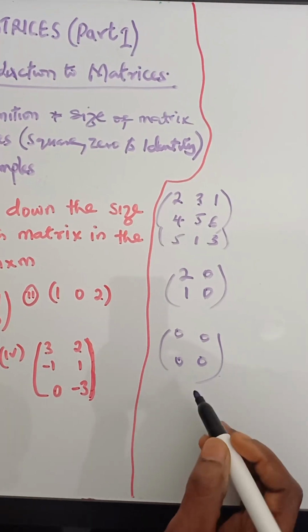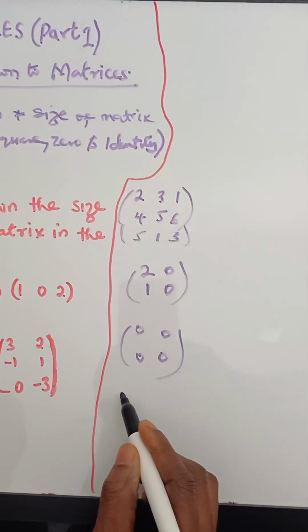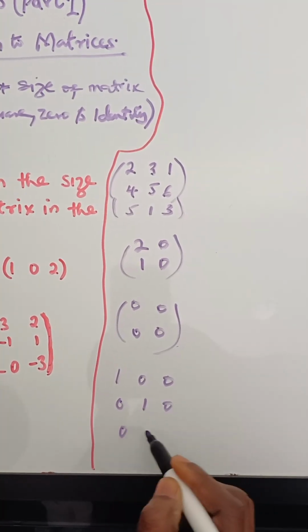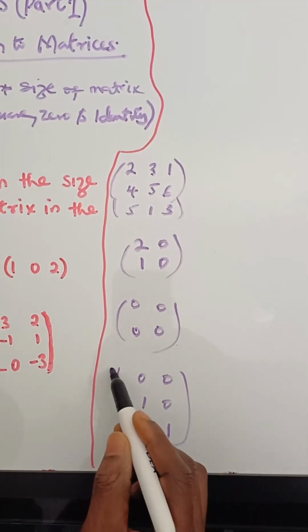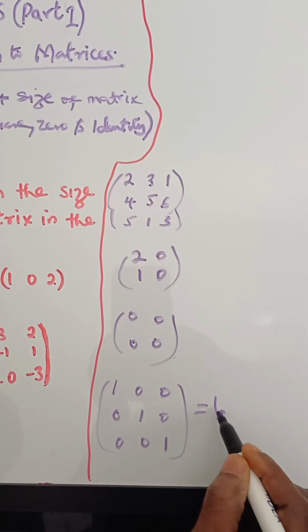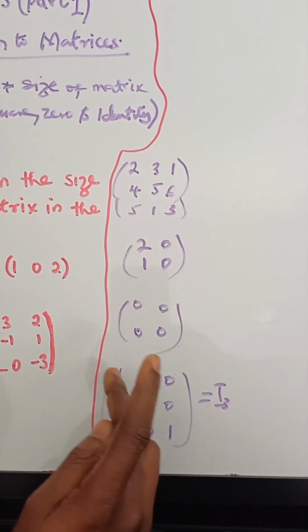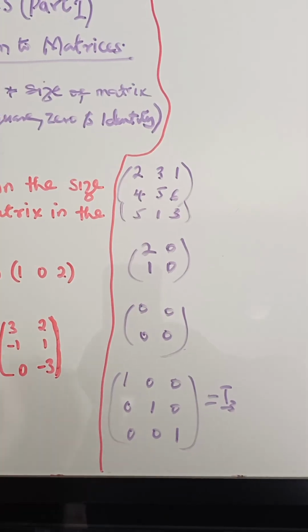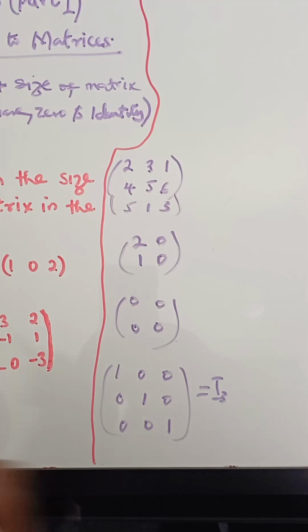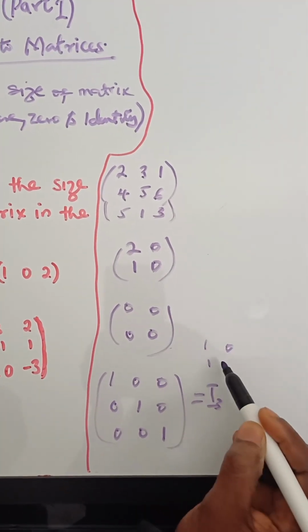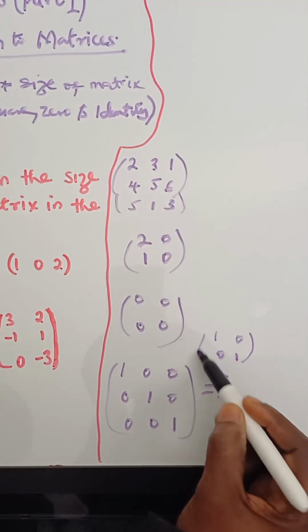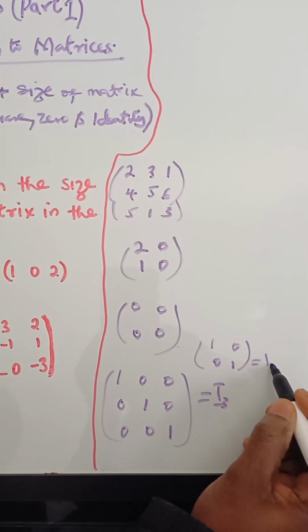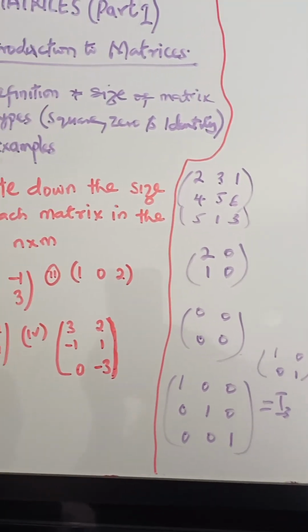An identity matrix is a matrix in which you have the leading diagonal to be 1, and elsewhere every other element is 0. You can have it in 3 by 3, you can have it in 2 by 2. So the principal diagonal, that is the leading diagonal, is going to be 1, and everywhere else will be 0. That's an identity matrix.